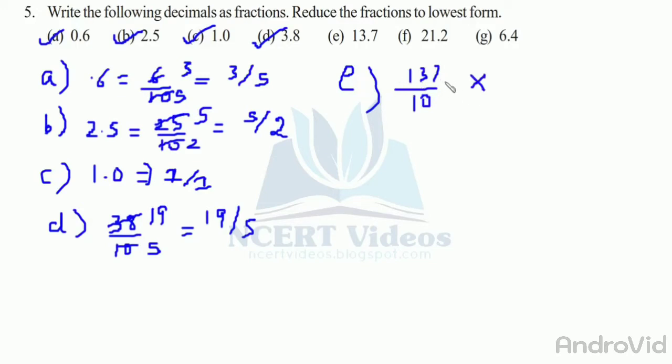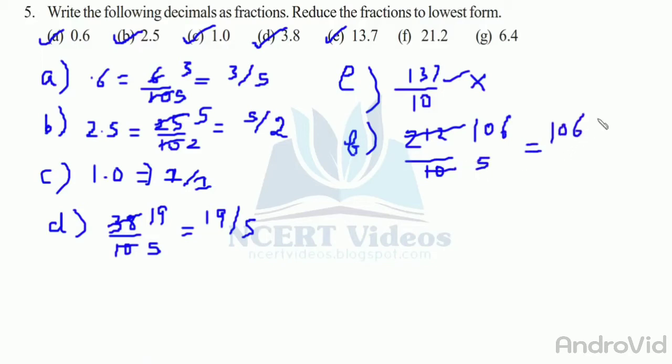Not reducible. F part, 212 over 10 divided by 2. 2 ones are 2, 2 sixes are 12, 2 fives are 10, to give you 106 over 5.